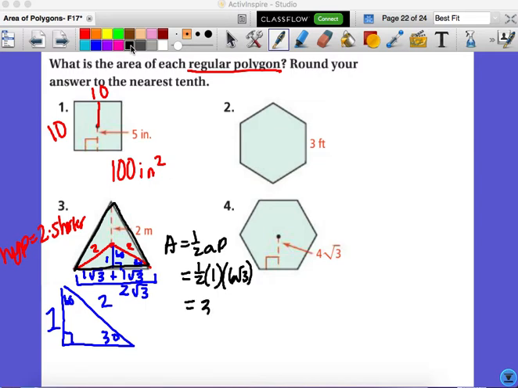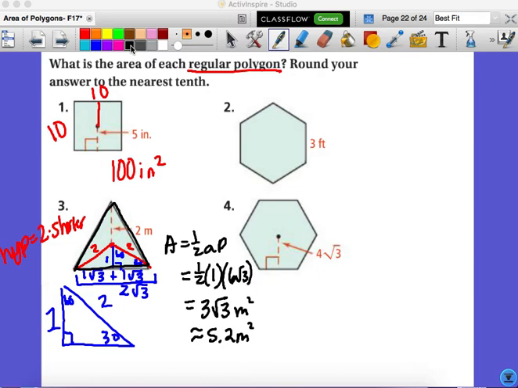So leaving this in simplest radical form, I end up with 3 square roots of 3 meters squared. However, it does tell me that I can round, so this is approximately 5.2 square meters.